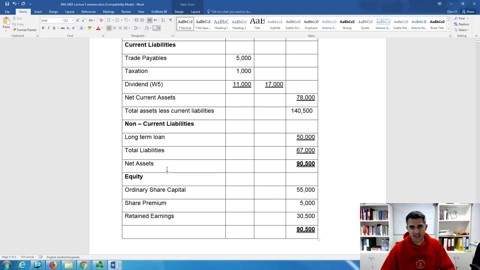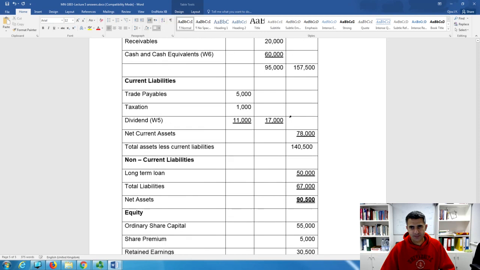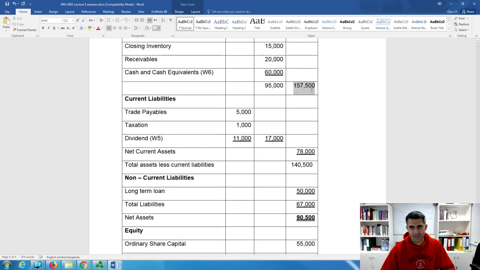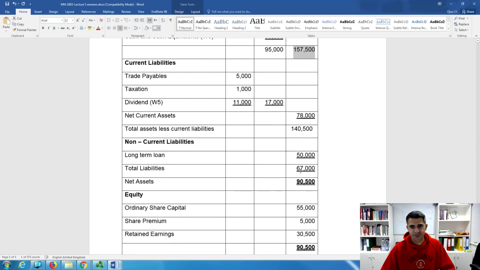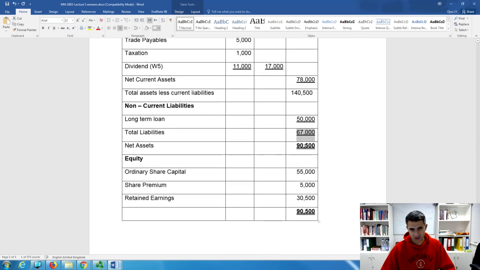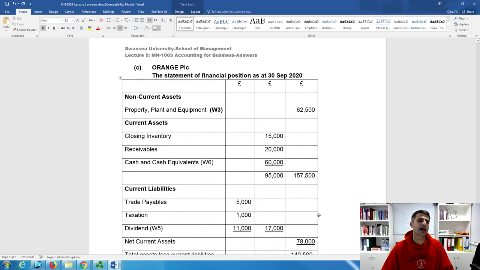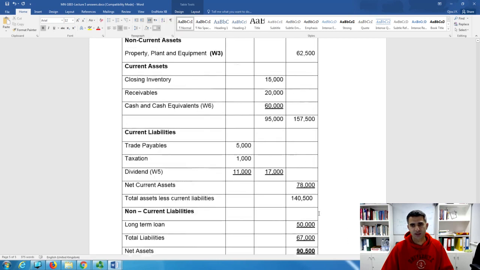And net assets equal total assets, 157,500, minus total liabilities, 67,000. That goes to 90,500 pounds. That is the net assets. So as you see, the net assets equal the equity. That means the accounting equation is balanced: assets minus liabilities equal equity.